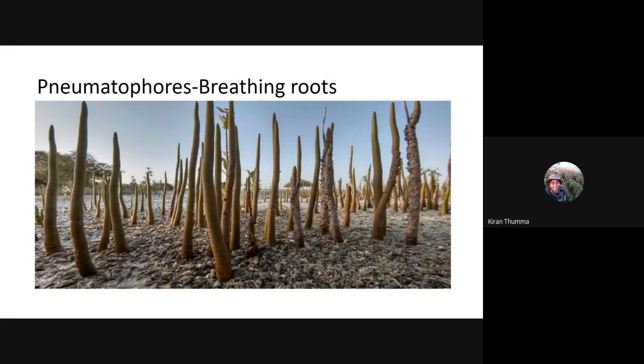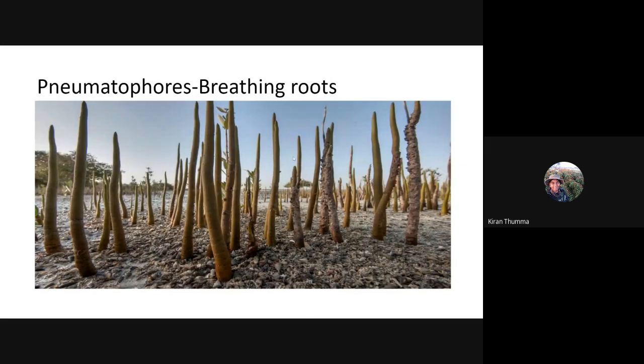They are there and they have the pores. I hope you can see the pores. These are breathing pores. These pores are known as lenticels, just like our nose. These are for breathing. The roots have come up to breathe.